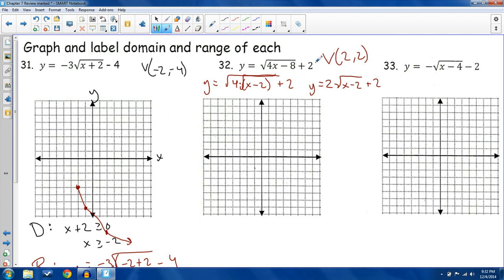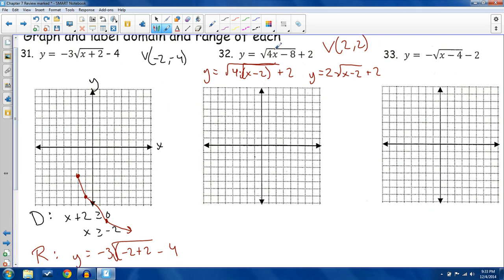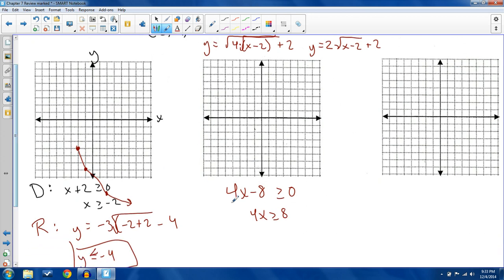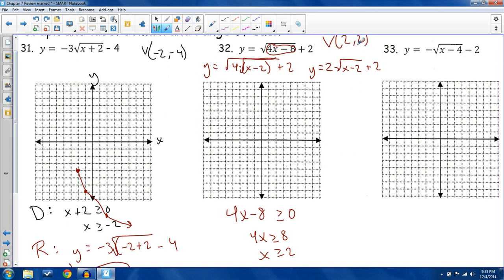To confirm it, let me show you domain again one more time doing the thing I did last time. This inside value must be 0 or greater than. So 4x minus 8 has to be greater than or equal to 0. 4x has to be greater than or equal to 8. Divide both sides by 4. X has to be greater than or equal to 2. So notice how your vertex starts with the minimum value of 2, and then it goes to the right that way. So my vertex right here, let's go and graph that.